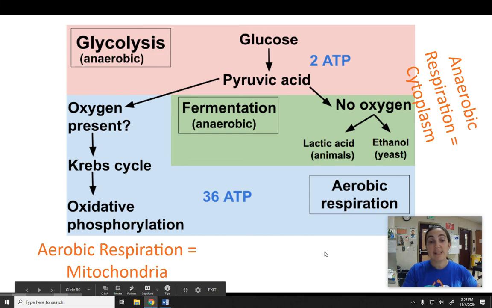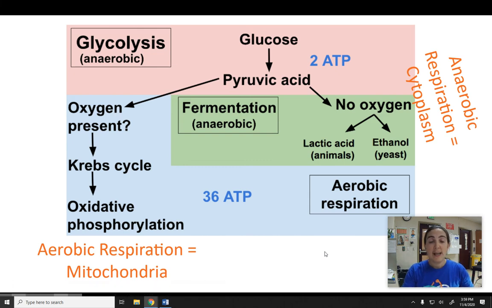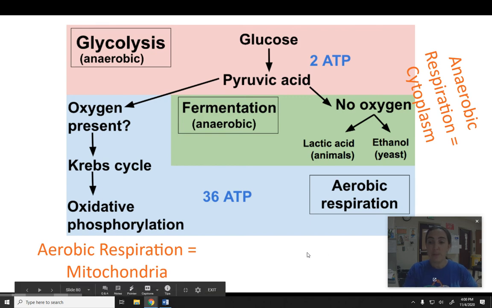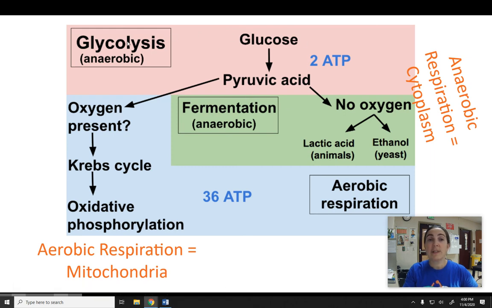All right, so this slide kind of summarizes these two respiration pathways again. All of them start with this idea of glycolysis, this first step that happens out in the cytoplasm and creates a little bit of ATP. From there, whichever pathway follows next depends on whether there's oxygen present or not. If oxygen is present, then these next couple steps happen.